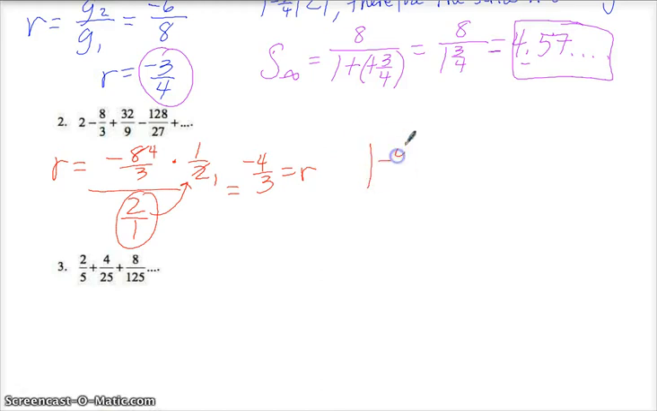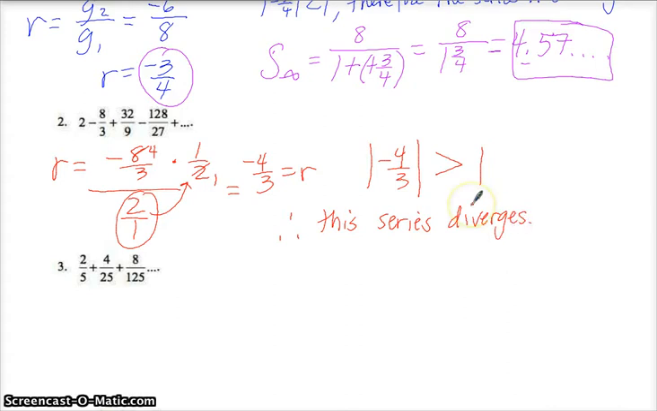Well, you should notice that the absolute value of -4/3 is greater than 1. Therefore, this series diverges. So can I get a sum if it diverges? No. So maybe translate these numbers into decimals and see what's happening.